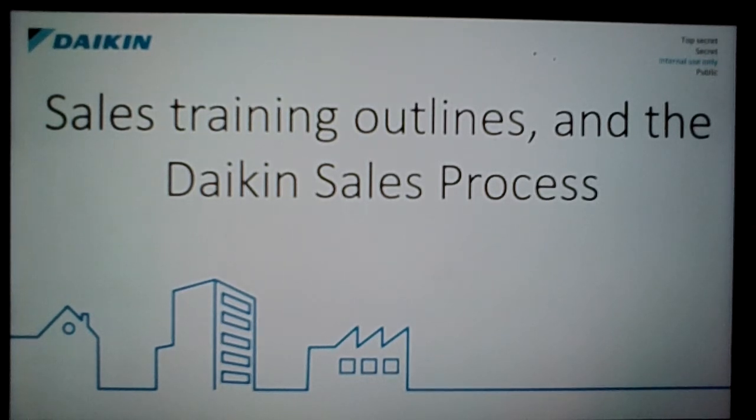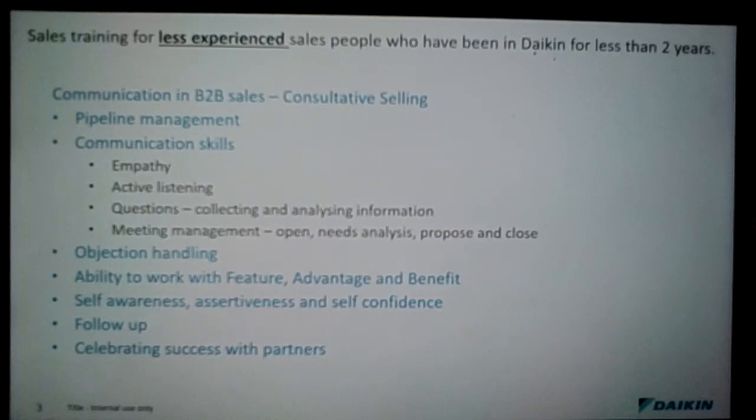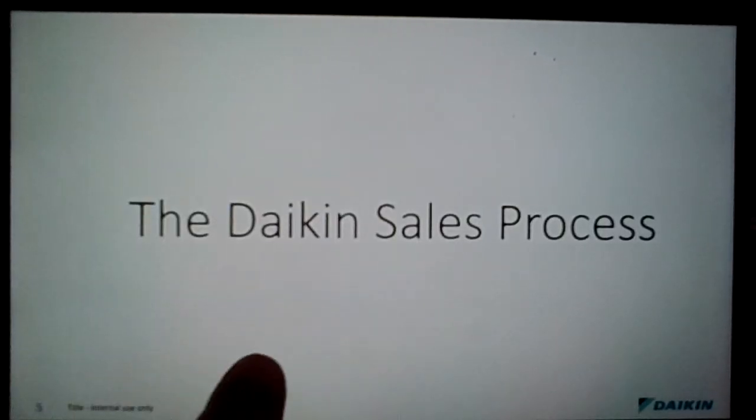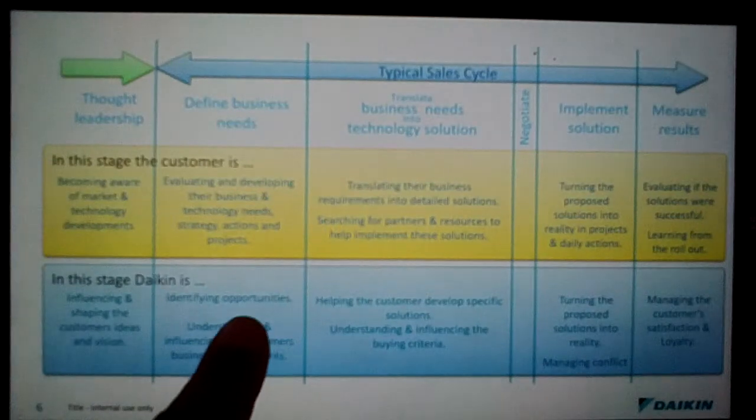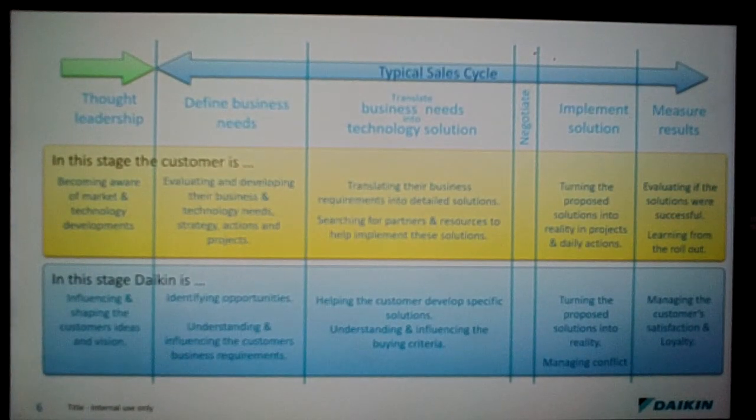And of course, then there is the management side. Management can use a sales process to track and control the skills of their salespeople, and very importantly, to coach people towards better skills. So, here is a picture of the Daikin sales process itself.